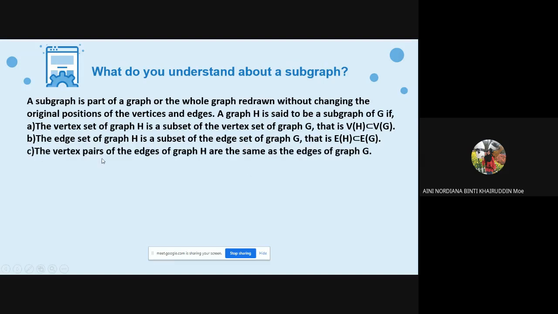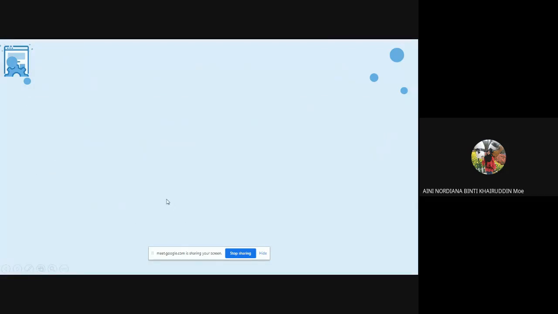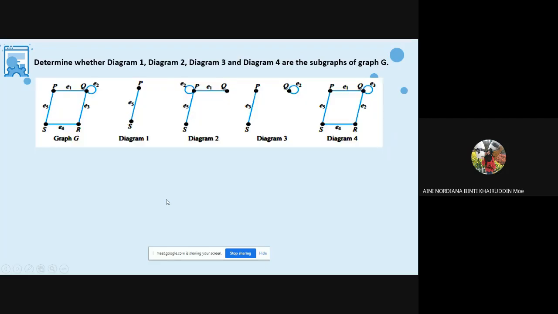The vertex pairs of the edges of graph H are the same as the edges of graph G. In short, a vertex in graph G is a subgraph of graph G. An edge in graph G along with the vertices is a subgraph of graph G. Each graph is a subgraph of itself. Benda lah tu kan. Sebenarnya senang je. Subgraph ni every part ataupun mana-mana dalam graf.